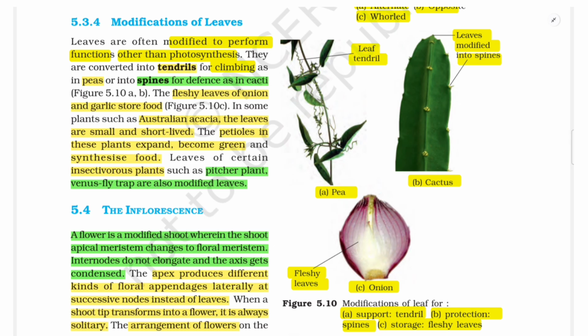5.3.4 Modifications of leaves. Leaves are often modified to perform functions other than photosynthesis. They are converted into tendrils for climbing as in peas, or into spines for defense as in cacti, figure 5.10a, b. The fleshy leaves of onion and garlic store food, figure 5.10c. In some plants such as Australian acacia, the leaves are small and short-lived. The petioles in these plants expand and become green and synthesize food. Leaves of certain insectivorous plants such as pitcher plant and Venus flytrap are also modified leaves.